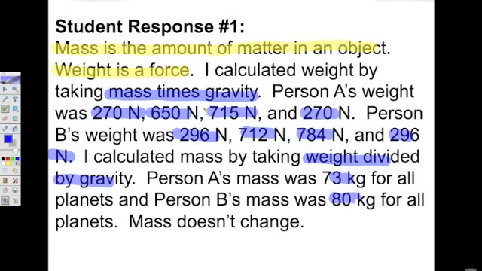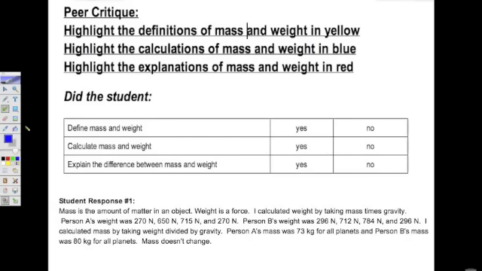So based on my highlights, I can go back to the questions they asked me and say, did the person define mass and weight? Yes, they did. I look at my notes and it was exactly the same. Did the person calculate mass and weight? Yes, they told me how they did it and they provided data. Did the person explain the difference? Not so much. I don't see any explanation whatsoever.